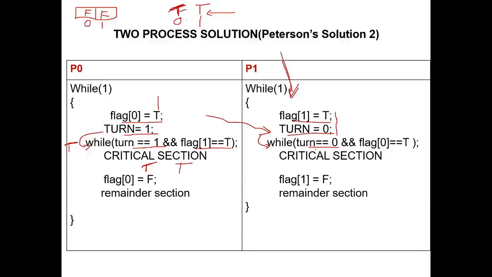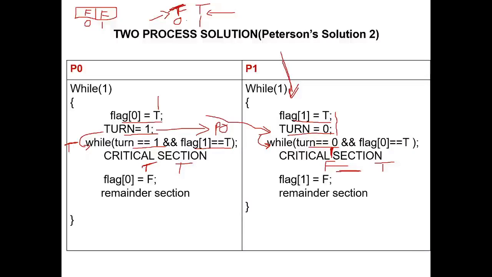So the value of turn is 1 here, because the turn value is changed by process P0. Okay, it was changed by the process P1. So the turn value is going to be 1 here, and the flag of 0 is equal to true. What is the flag of 0? Flag of 0 is true only here. So in this case the first condition is false and the second condition is true. So this while condition is going to return false only, because one of the conditions is false here.